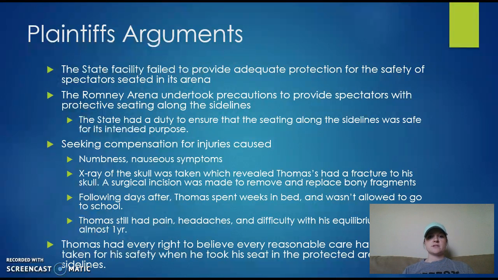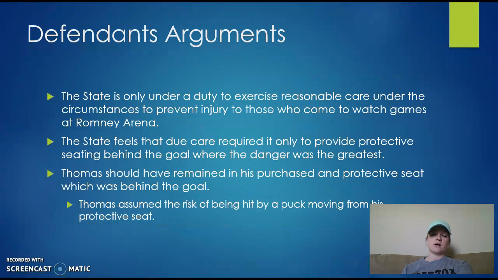And then in the days following, Thomas spent weeks in bed, and he wasn't allowed to go to school. When he was allowed to go back to school, he had to wear a protective helmet, especially in gym class. And as weeks and months went on, Thomas still had pain and headaches and difficulty with his balance for almost a year. So Thomas had every right to believe every reasonable care had been taken for his safety when he participated in that game and when he took his seat in the protected area on the sidelines.